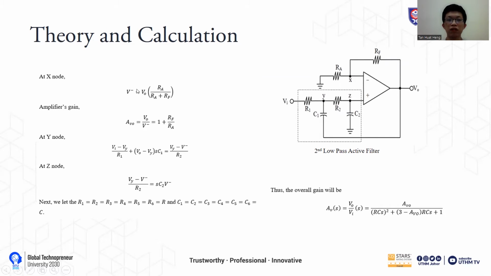At X0, V negative equals V naught RA over RA plus RF, and the amplifier gain is equal to 1 plus RF over RA. At Y0 is equal to VY minus V negative over R2, and at Z0 is equal to SC2 V negative. So we assume R1 until R6 equal to R, and assume capacitor 1 until capacitor 6 is equal to C. Thus, the overall gain will be AV equal to V out over V in equal to AV naught over (RCS) squared plus (3 minus AV naught) RCS plus 1.